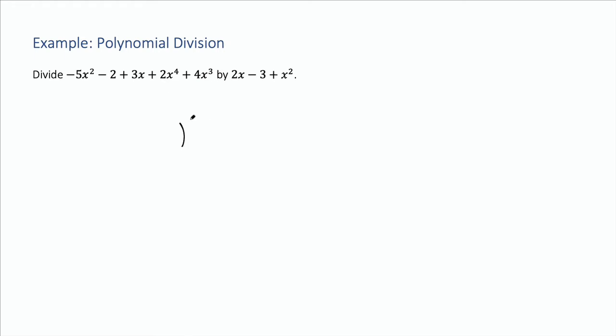So when we're writing this out, we're going to take this dividend here, and we want to write this in standard form. So the highest power of x is this 2x to the fourth term. So we write that first. And then we have the x cubed term, so plus 4x cubed. Then our x squared term, which is minus 5x squared. And our x term, which is plus 3x. And then our constant term, which is minus 2. So there's that polynomial written in standard form.